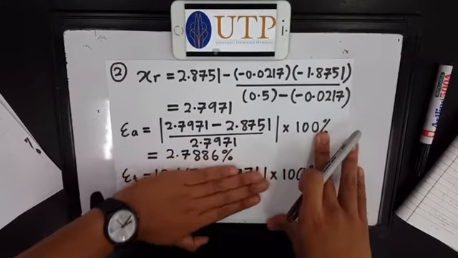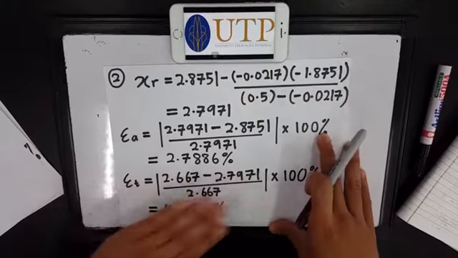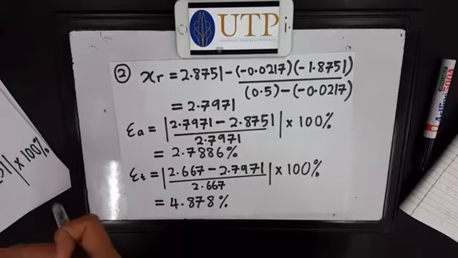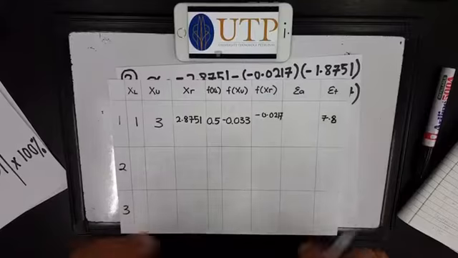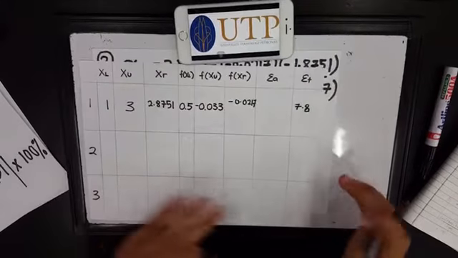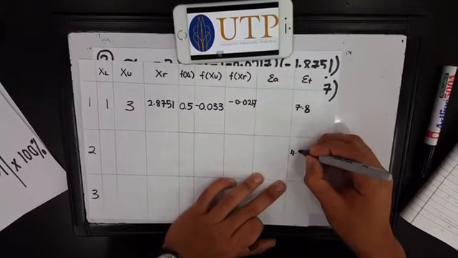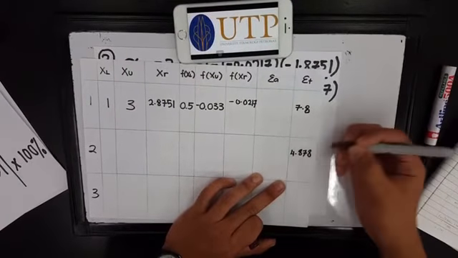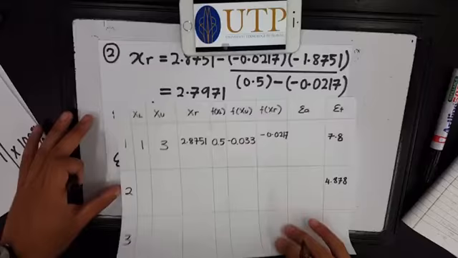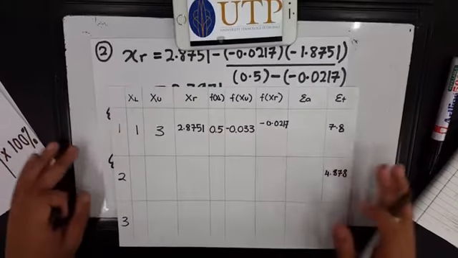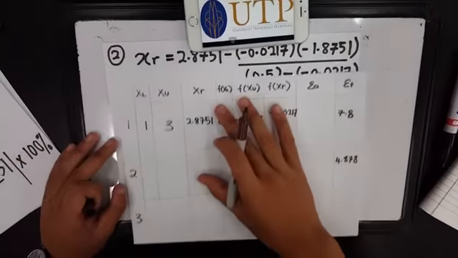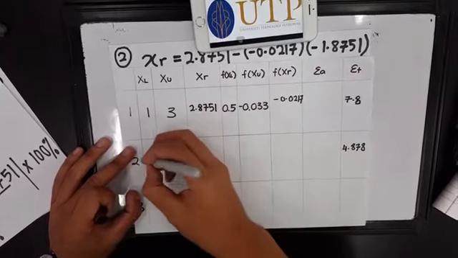So once we calculate, we'll get 2.7886%. So we can write down here ET is equals to 4.878%. Wait, Ismail, I think it's better that you fill in the table first. Okay, Ihan. Okay, let me fill in the table so that all of you will be clear.